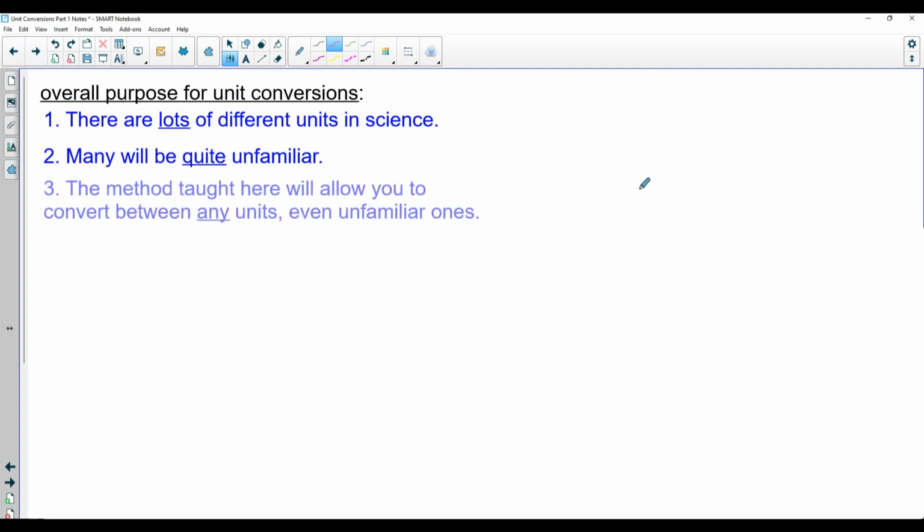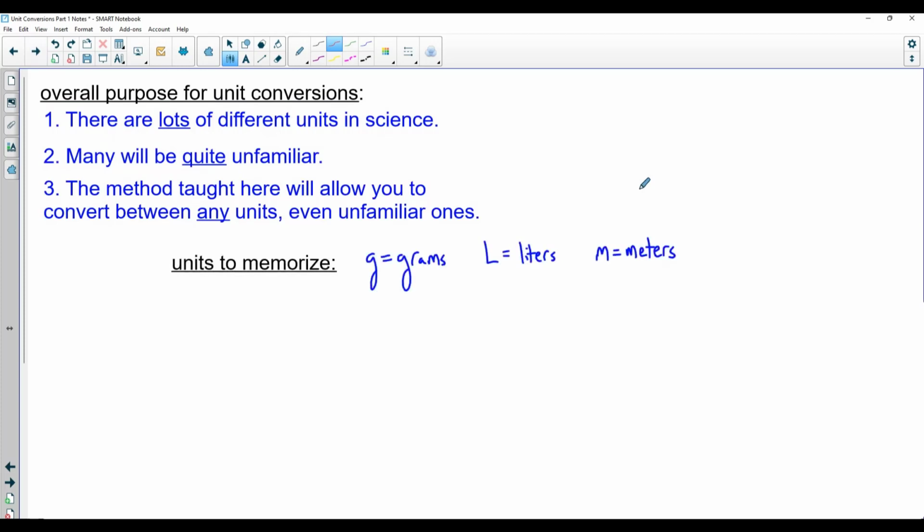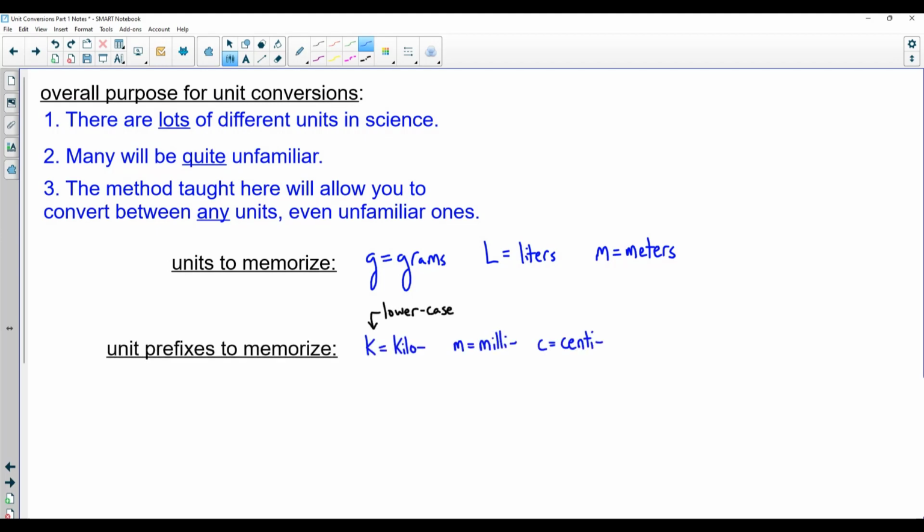So the method I'm going to teach you here is going to allow you to convert between any units in science, even very, very unfamiliar ones. Now, you'll need to memorize several unit abbreviations. First is grams, that's lowercase g, and then liters is capital L, and meters is lowercase m. Now, you will need to memorize 3 unit prefixes, and the first is kilo, that's lowercase k, and then milli is lowercase m, and centi is lowercase c.